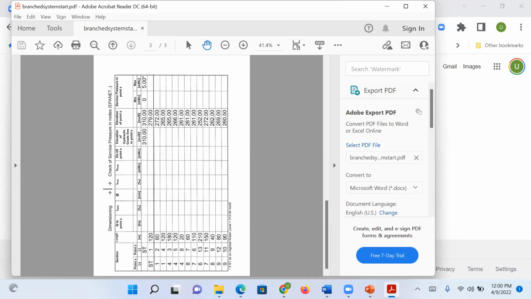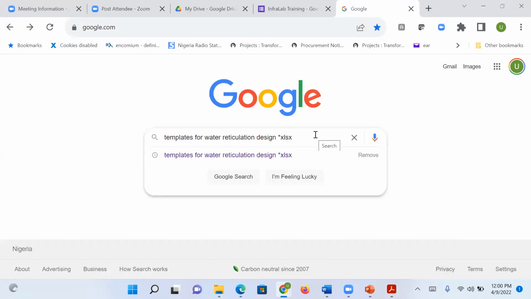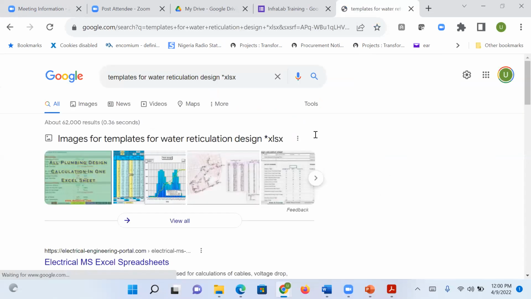So I was trying to emphasize what I emphasized last week, that when you're doing design, Google is your best friend. If I go to Google and I type templates for water reticulation design, star XLS, star XLS means Google, give me only those files that are in Excel. Because when I say templates for water reticulation, it will give me millions in PDF, in any kind of file format. But I want it to be in Excel. So I'll type enter. And what it's going to give you will blow your mind.